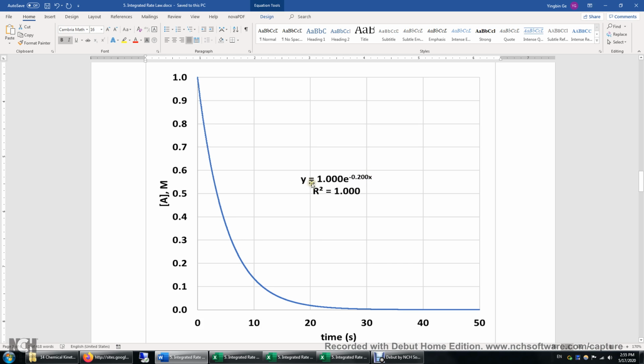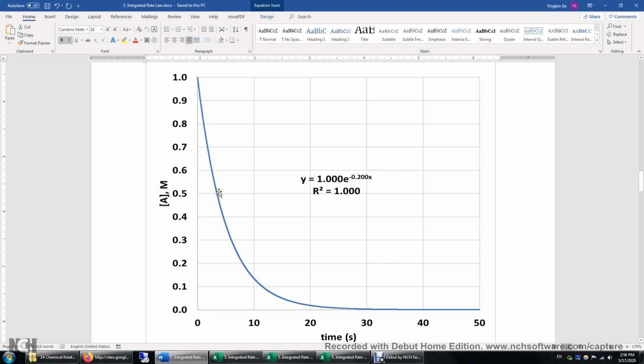And then this y, or the concentration of A, becomes 0. By looking at this graph, we can also tell how fast the concentration of A drops to 50% of the initial value. The initial value is 1.0, 50% is right here. So we just estimate, actually it's roughly 3.5 seconds.